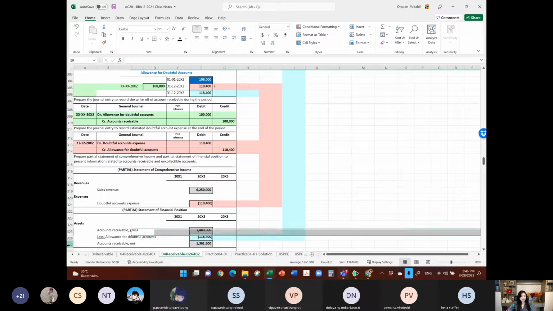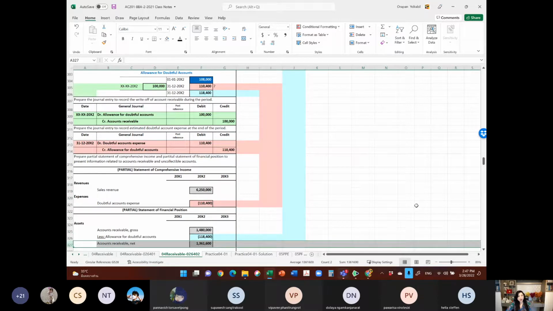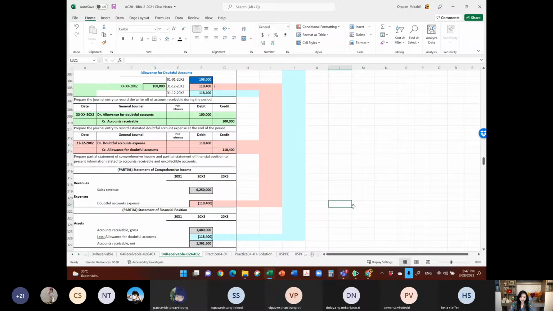So for this calculation, the NRV amounted to 1,361,600. So when you are done with this, you continue on year 3. Work on year 3 and then type NRV at year end in the chat. Okay. If you finish with the notes here, you work on year number 3.